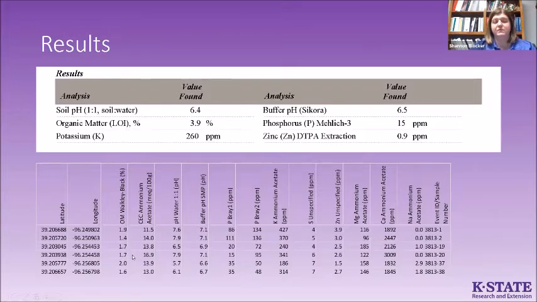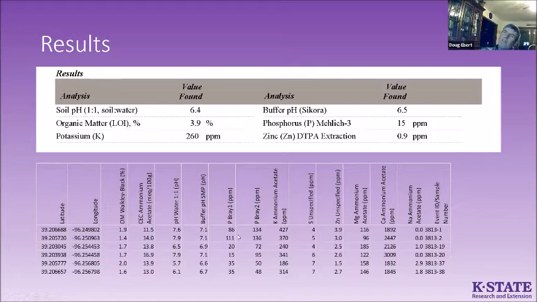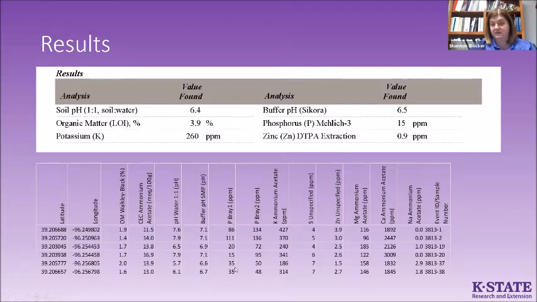This is an example of results from a grid sample that may have been submitted to a different lab, but they have the same key components. You can see here there's an organic matter, a water pH, a buffer pH, a phosphorus, and they use Bray. There's another phosphorus, but we don't need to worry about that one in this case. There's a potassium, sulfur, zinc. All the key components in a result are the same no matter what lab you send it to.